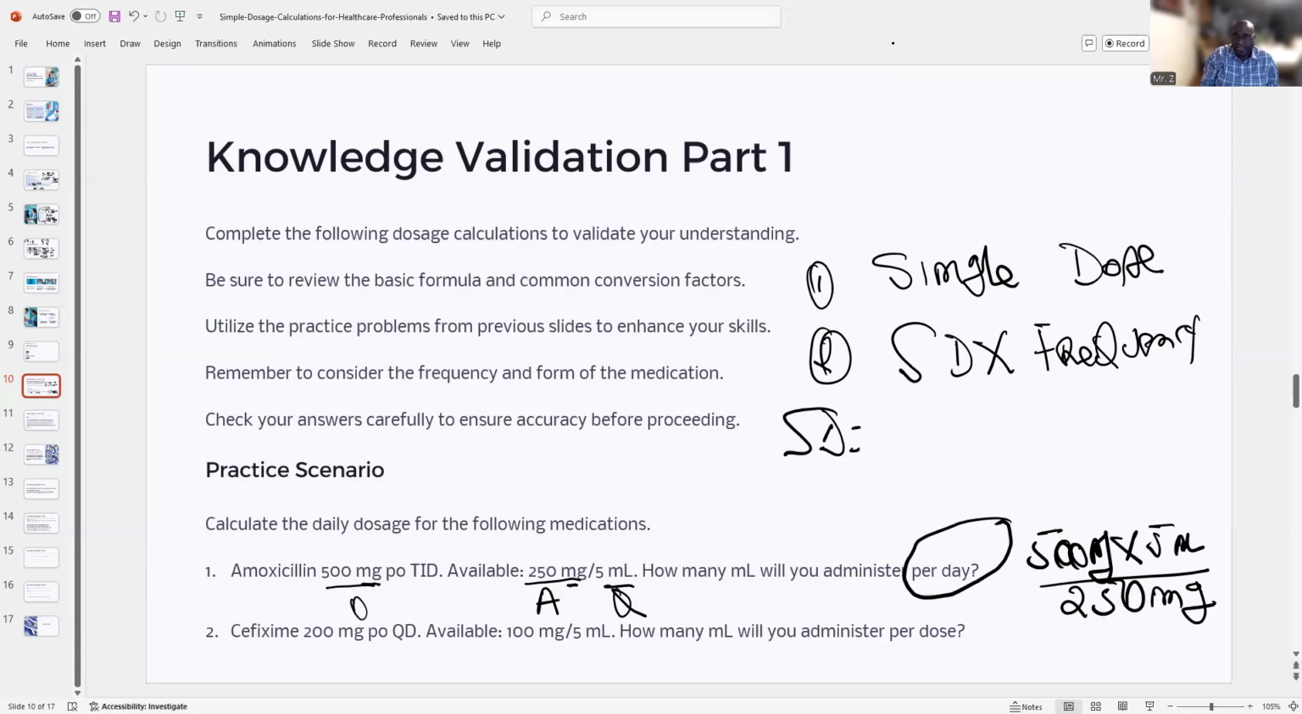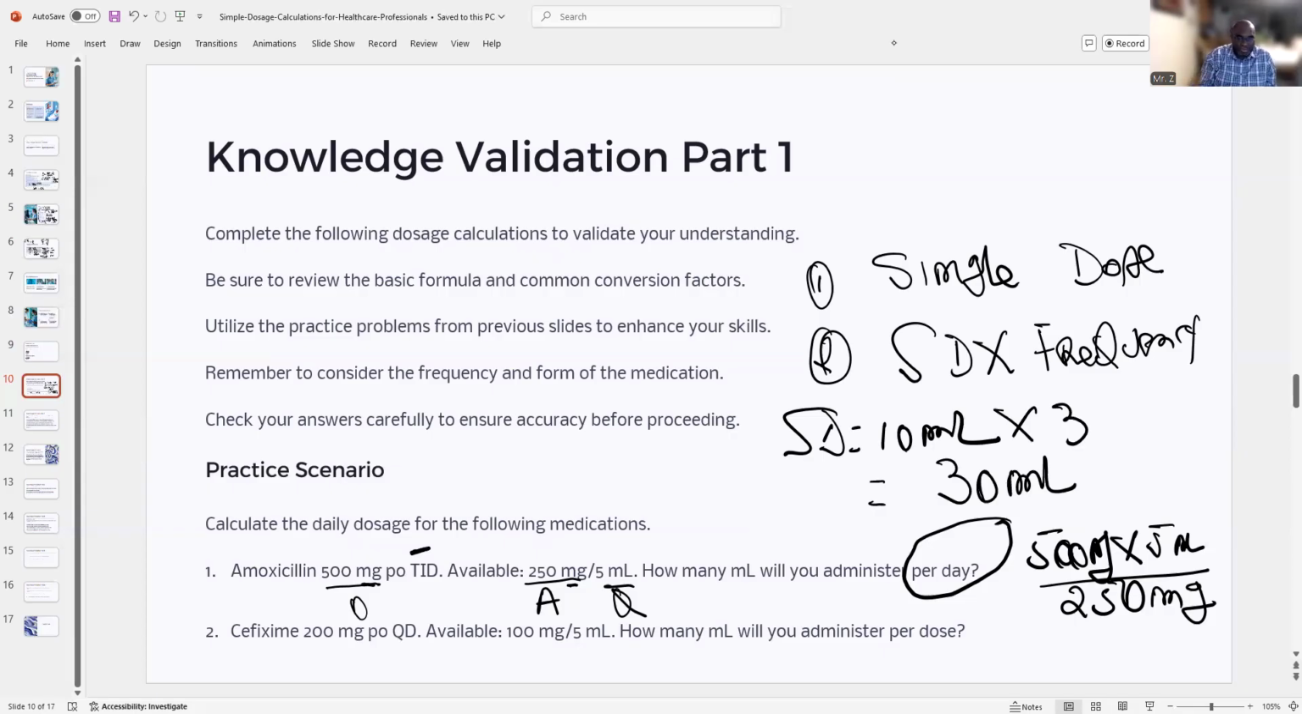So your single dose is 10 milliliter. But remember, they are not asking you for a single dose. They are asking you, what would you give per day? Since a single dose is 10 milliliter, and this patient is taking that TID, it means 3 times a day, we will have to multiply a single dose by 3 to find what this person is going to get per day, which is 30 milliliter.